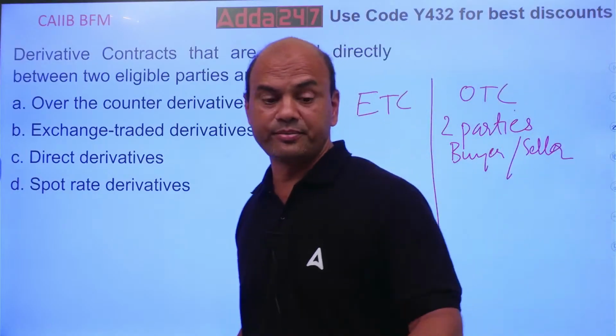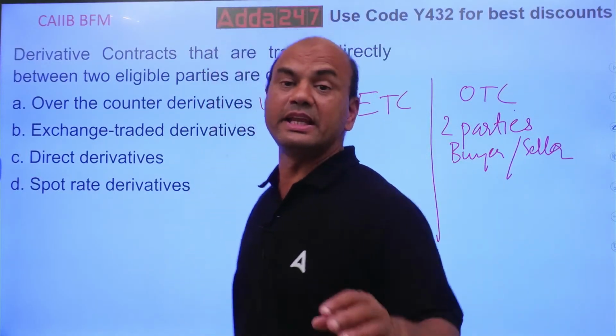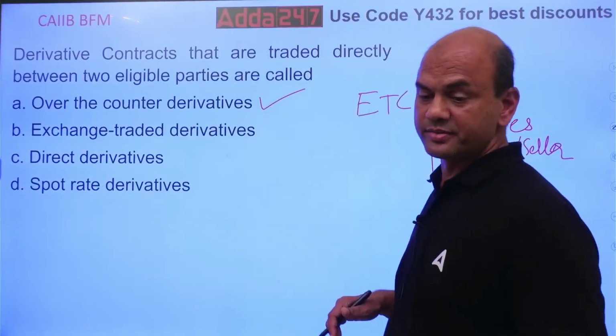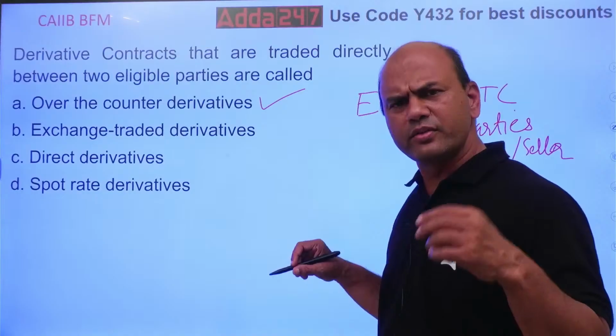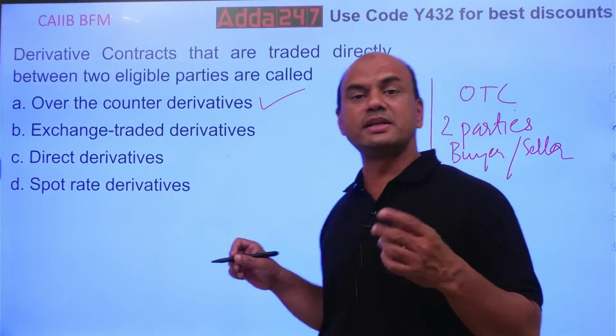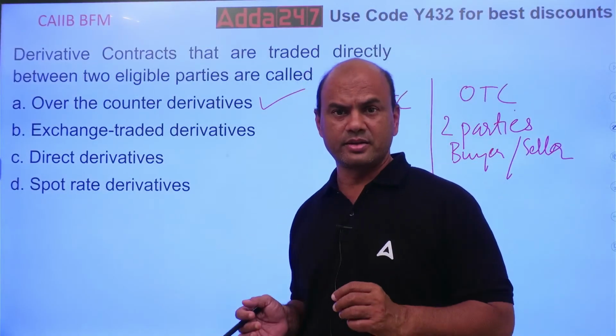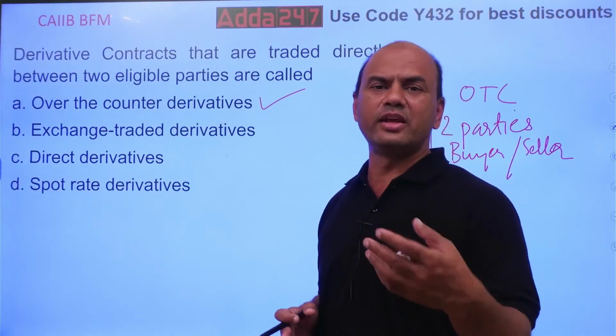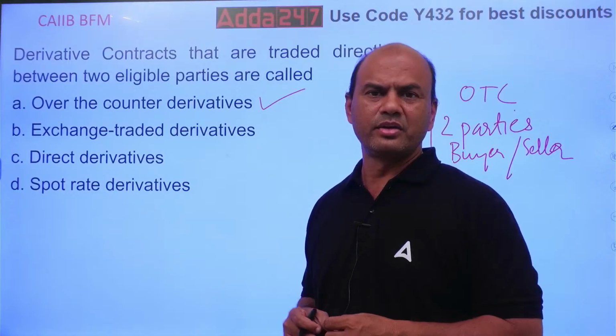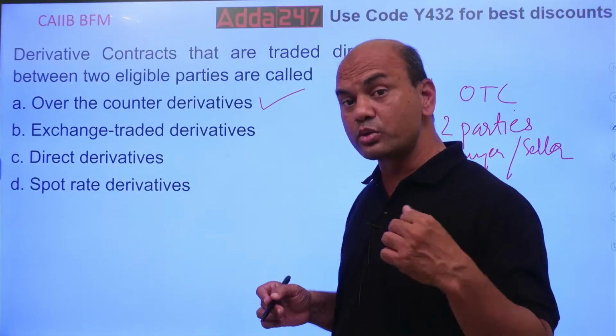Now, next part. In exchange traded derivatives, there are three parties. I'll give you one more example. When you buy shares in the stock market, let's say Reliance or Infosys, do you know the seller? So who are the two parties now?